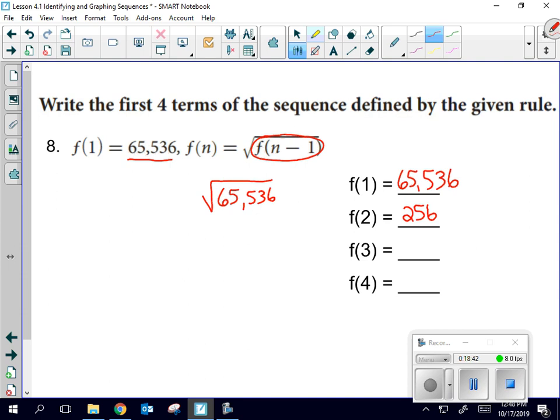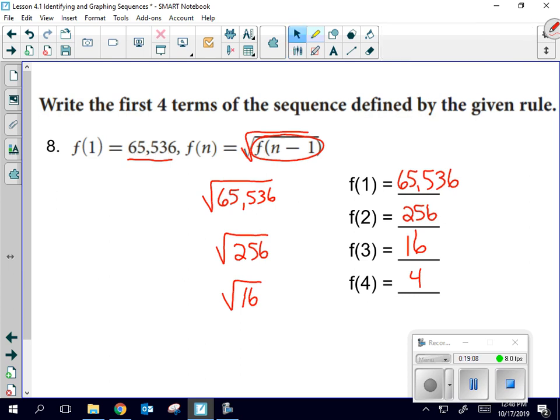All right, for the next one, I take the square root of that. In your calculator, you hit square root again. Square root of 256 is 16. For the next one, I have to do the same thing, square root 16. Square root of 16, you should know, is 4. If you wanted to keep going, you could. You could square root again and so forth. That's all we did. We take the square root of the previous term.